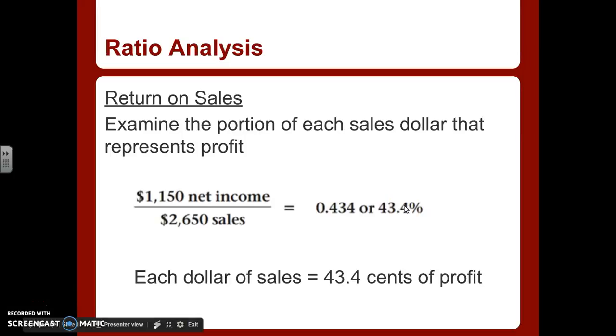Return on sales, we are going to examine the portion of each sales dollar that represents profit. So if we have net income to our portion of sales is $26.50. Net income is $11.50, so $11.50 divided by $26.50 is going to equal about 43.4%. That means that each dollar of sales is going to give us about 43.4 cents of profit per dollar.